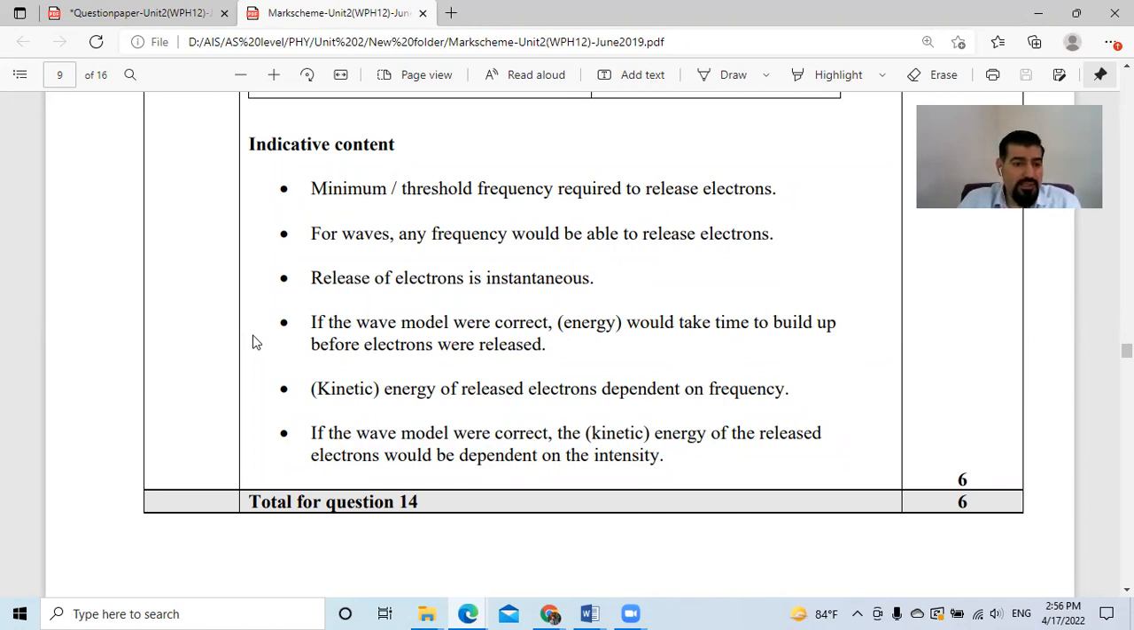Does the light intensity affect the kinetic energy? Actually, no, it doesn't. As the light intensity increases, that means the number of photons will increase. That means the number of electrons released will be more, but that does not increase the kinetic energy of the electrons.